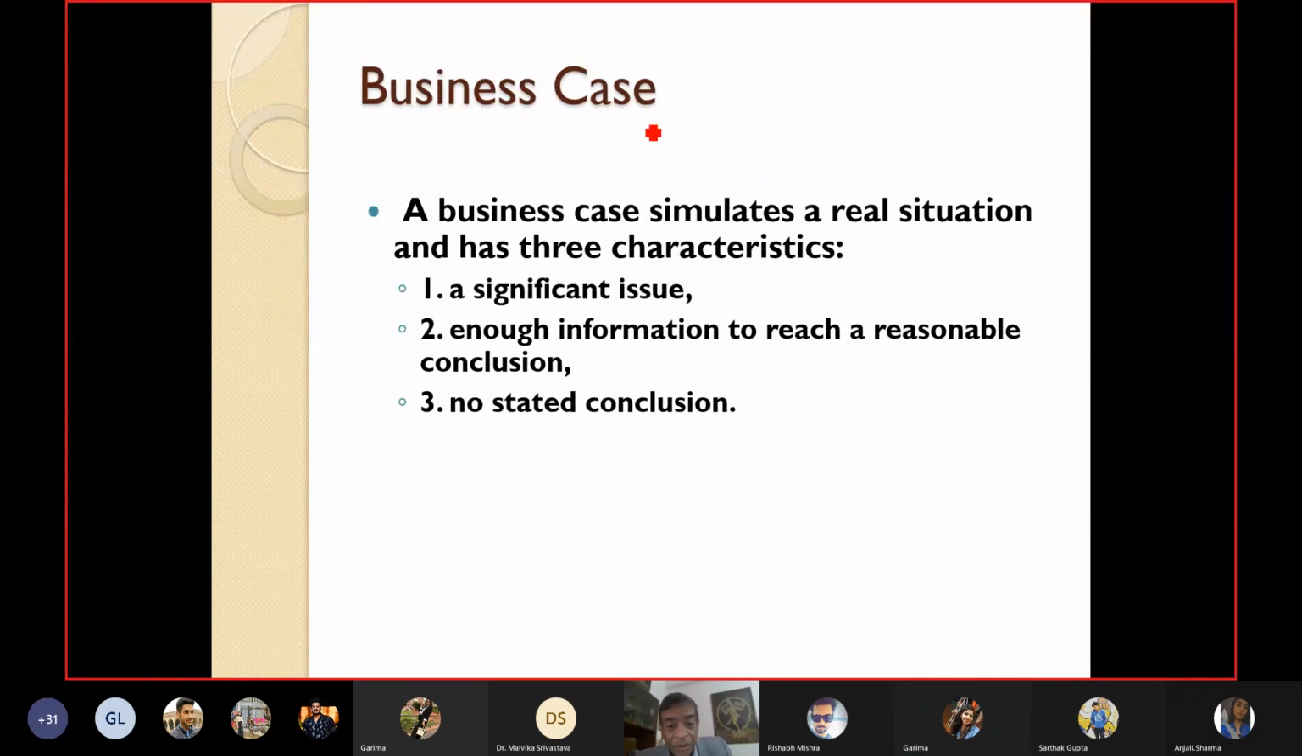Now, ladies and gentlemen, Babita, Bhavna, Nitesh, Naman, Khushbu, all of you, Arpit, one of the greatest things you learn is a business case for a business.